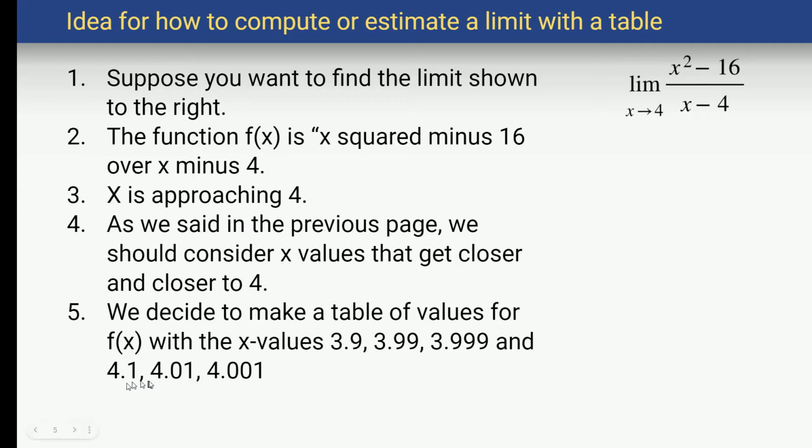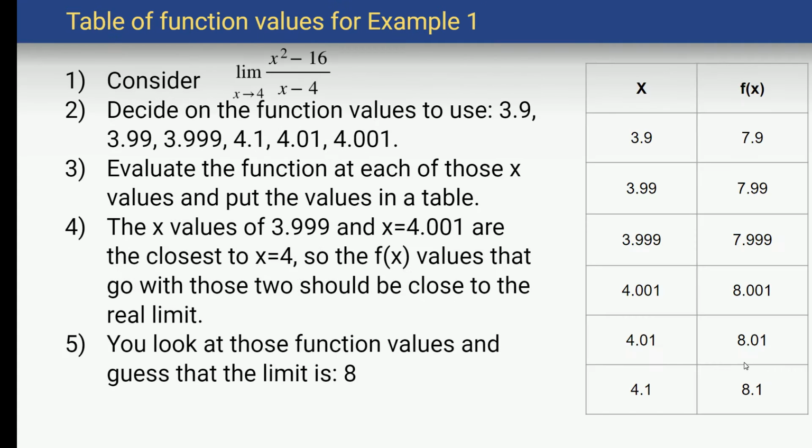4.1 is kind of close. 4.01 is closer. 4.001 is even closer. So these numbers just get closer and closer to 4. So we've got 3 that get closer to 4 on the left side and 3 that get closer to 4 on the right-hand side. And that's what we're going to use as x values to make our table of function values. All right, let's look at the next slide.